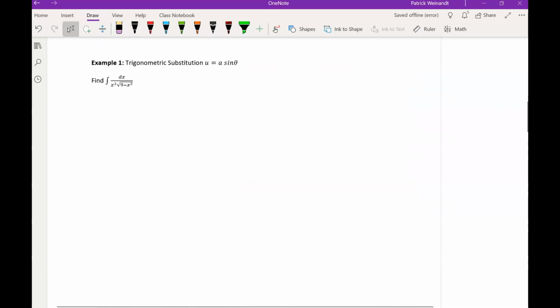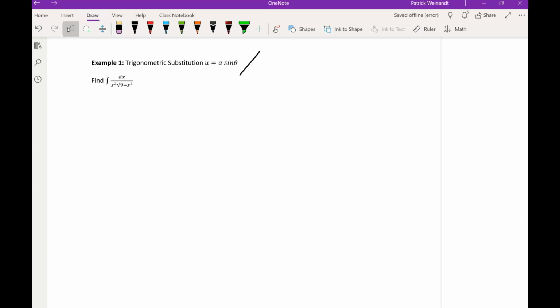We want to do trig substitution for a times sine of theta. Now, you would look at this: dx over x squared times the square root of 9 minus x squared. Well, your a would be 3 and your u would be x. And you might think, well, this looks like an arc sine, doesn't it? dx over the square root of 9 minus x squared. But that x squared in the denominator kind of throws things off. So we have to use trig substitution here.